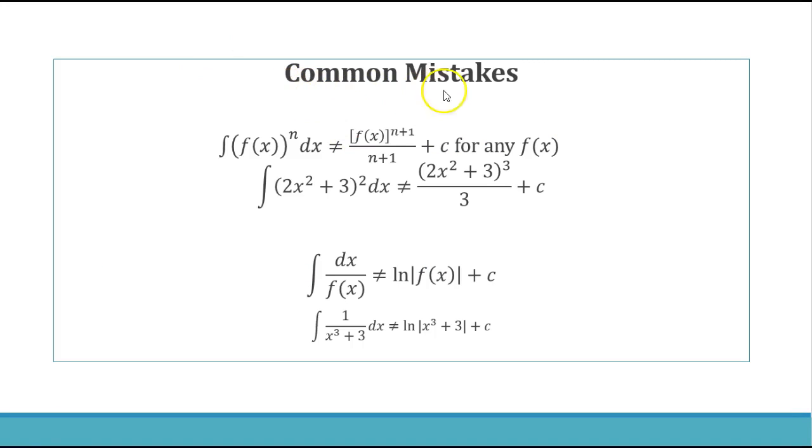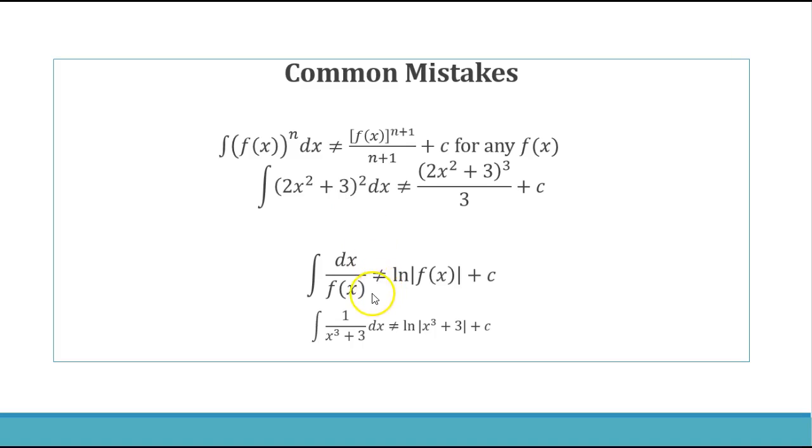So let's just take a look at some common mistakes. If I have the integral of a function raised to a power, I cannot apply the power rule for integrals, so I can't just raise that whole function to the n plus 1 and divide by n plus 1. For example, the integral of (2x squared plus 3) squared is not (2x squared plus 3) to the third over 3. What I would have to do in this example is multiply this out, 2x squared plus 3 times 2x squared plus 3. So I have a bunch of terms added and subtracted, and I can do each one separately.